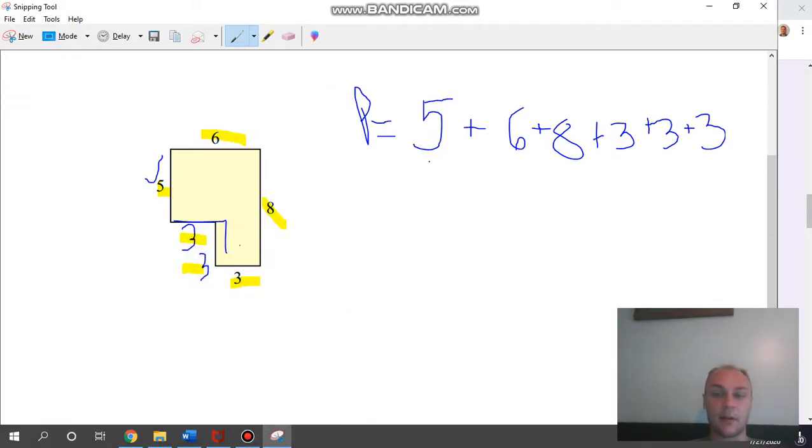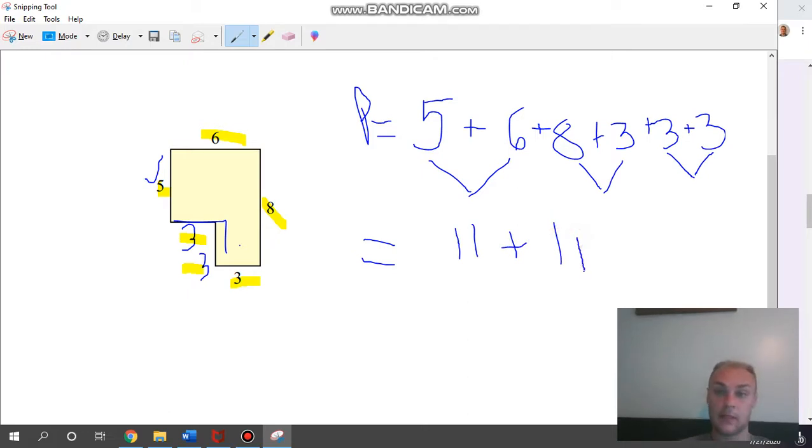Now let's add them all together. I'm again going to do the caret method so that I can just organize my work. I highly recommend doing this. It helps keep your work organized. Also, if you have a better way of keeping your work organized, please feel free to do that. 5 plus 6 is 11. 8 plus 3 is also 11. 3 plus 3 is 6. Now, I'm just going to do this mental math. 11 plus 11 is 22. 22 plus 6 is 28.